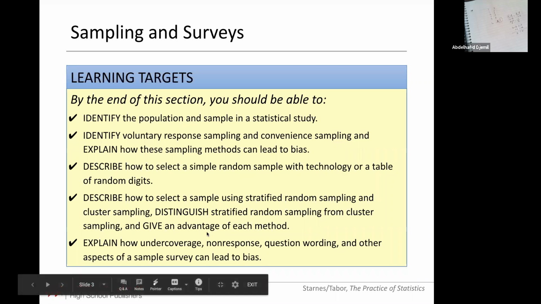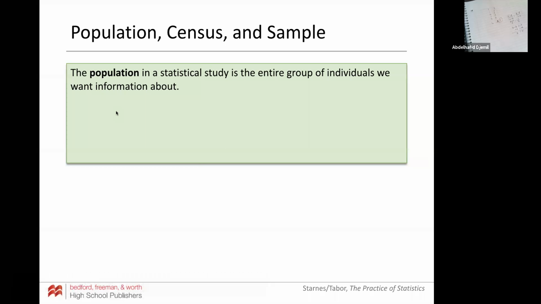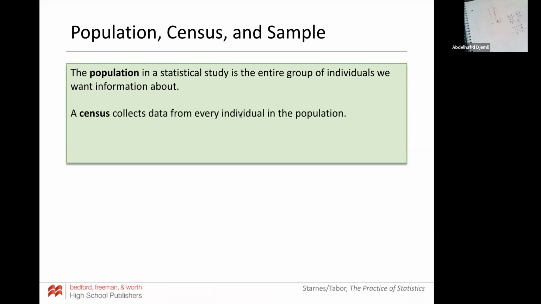So we're going to be starting with the definitions first. What is a population? A population in a statistical study is the entire group. When we have a study, we have a large group and we take a small portion of that group, and that small portion is the sample, and the large group is the population. So the population is the entire group of individuals that we want to collect information about.